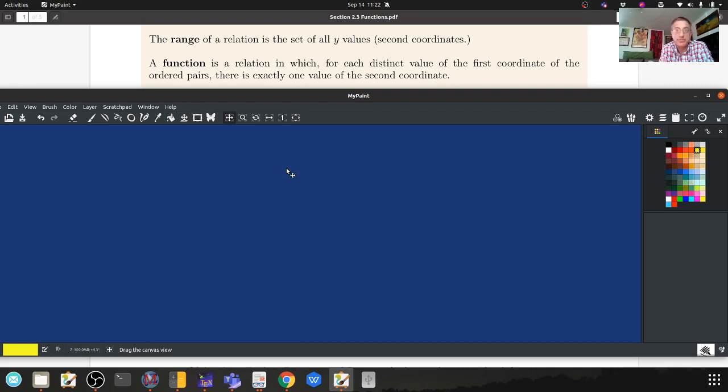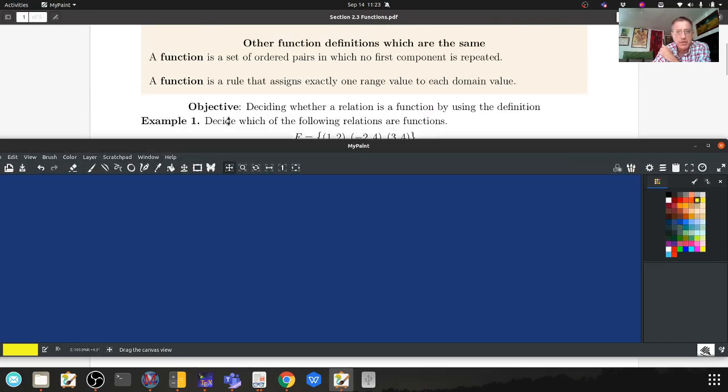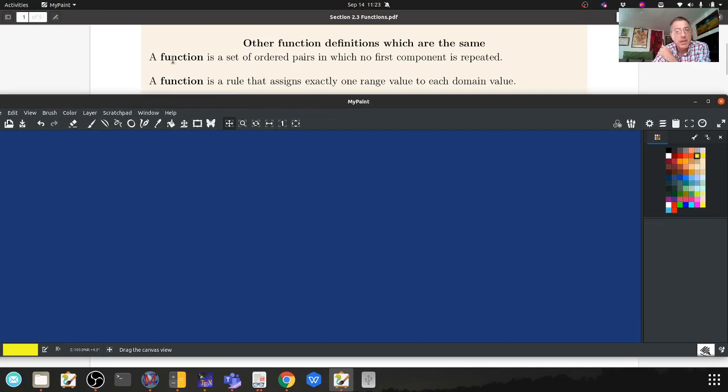What makes it special? For each distinct value of the first coordinate of the ordered pair, there is exactly 1 value of the second coordinate. So it's kind of hard to visualize. Don't worry, we'll see a lot of visualization of this. So let's look at some other definitions that are equivalent of a function. A function is a set of ordered pairs in which no first component element is repeated. So for example, I'll give you an example of a not a function. Not a function, but a relation. So a mammal, but not a cow.